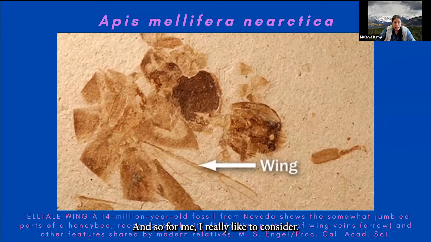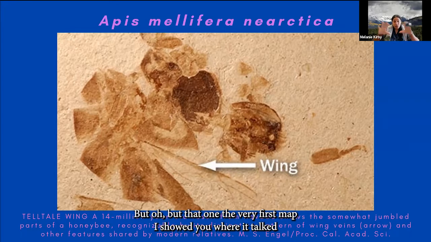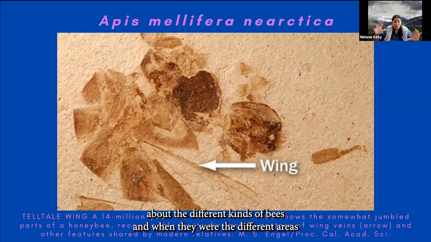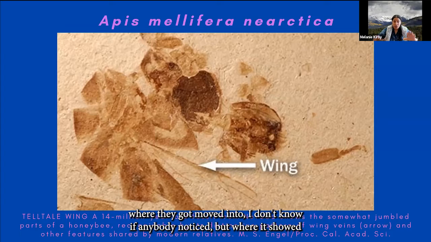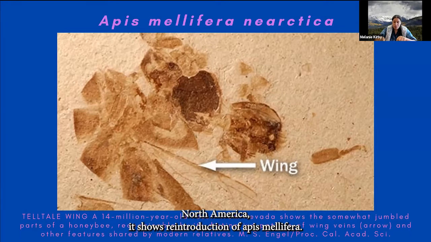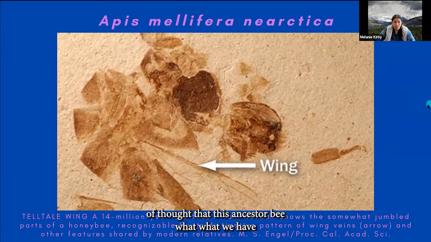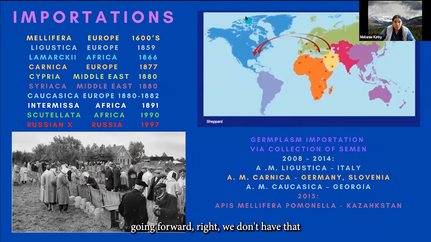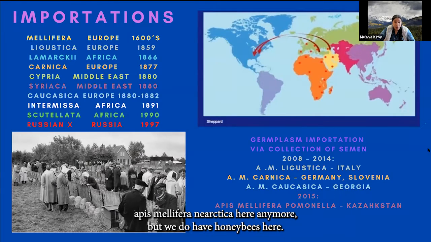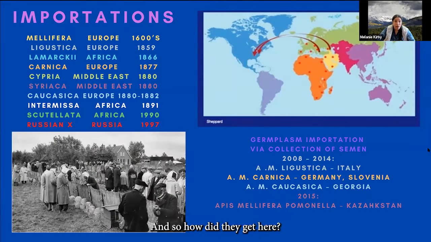For me, I really like to consider, and I don't want to take us back to that slide because I'm afraid I'll glitch the whole thing, but the very first map I showed you, where it talked about the different kinds of bees and the different eras when they got moved, I don't know if anybody noticed, but where it showed North America, it shows reintroduction of Apis mellifera. So I definitely follow that train of thought that what we have now is actually the cousins to this ancestor bee. Going forward, we don't have that Apis mellifera nearctica here anymore, but we do have honeybees here. So how did they get here?